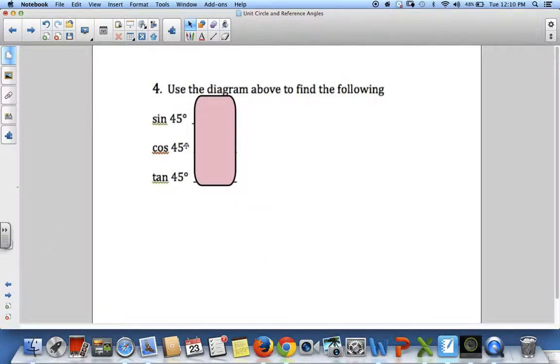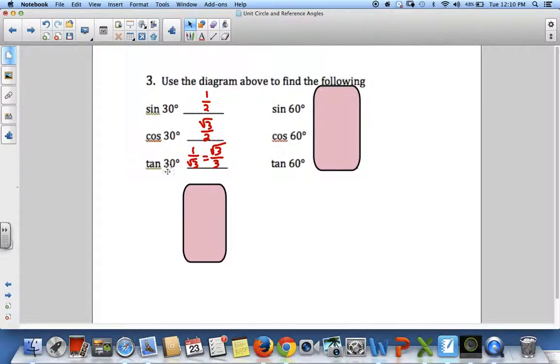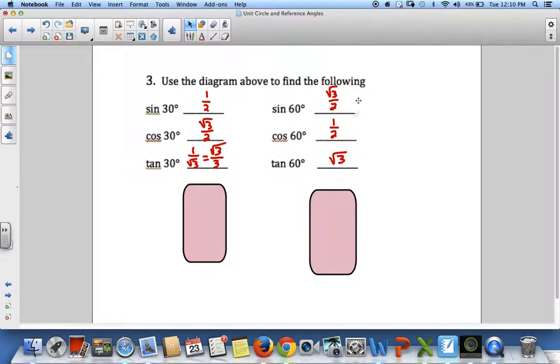So based on our opposite, adjacent, and hypotenuse rules, the sine is the opposite, which is 1/2 over 1. Cosine is square root of 3 over 2 over 1. And then tangent is sine over cosine, which is 1 over square root of 3, which becomes square root of 3 over 3. And likewise, these are the values here. We went through those values in class. We just kind of have to know them.